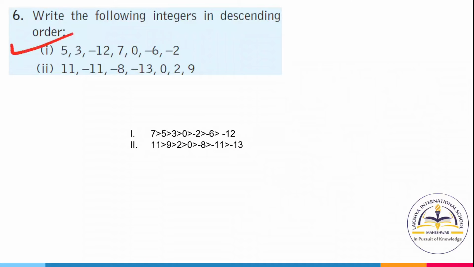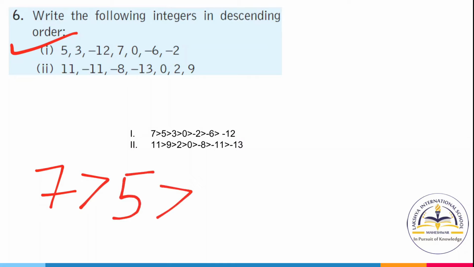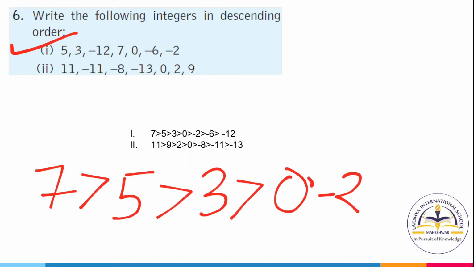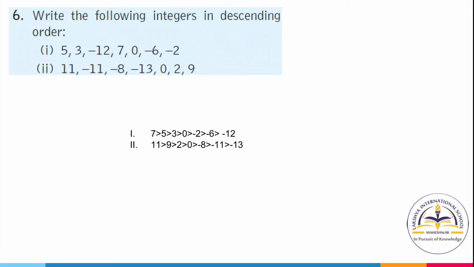Now you can first find out which is the largest number here, 7, okay, then 5, 3, and then 0, then minus 2, then minus 6, then minus 12. So like this you have to arrange them in descending order.